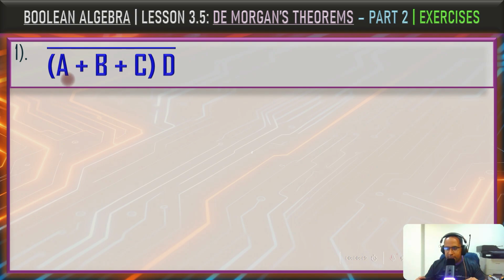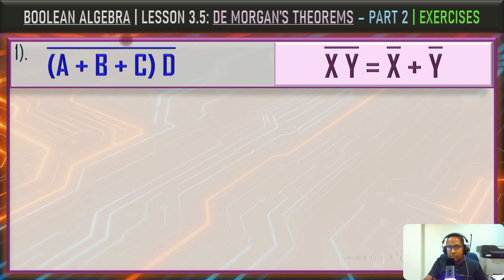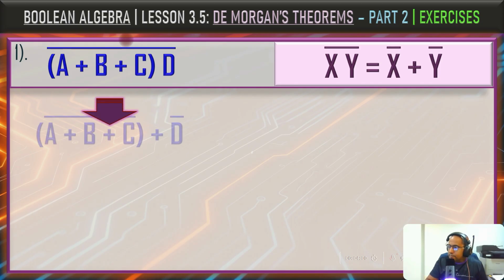Alright, let's solve it together. First, we need to identify the structure of the expression. Here we have the complement of a product, okay? So we apply the first De Morgan theorem. Move the bar inside and switch the operation. The product becomes a sum and each term is complemented, like this.